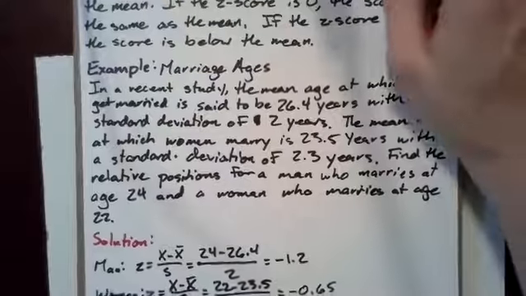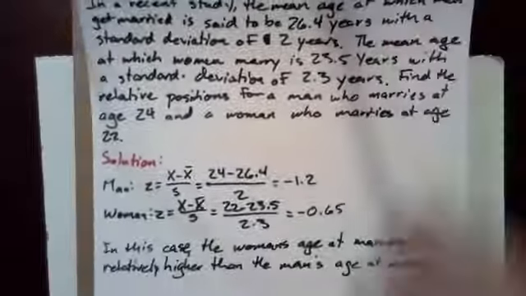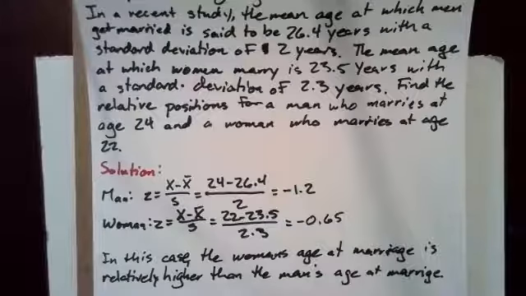Example, marriage ages. In a recent study, the mean age at which men get married is said to be 26.4 years, with a standard deviation of 2 years. The mean age at which women marry is 23.5 years, with a standard deviation of 2.3 years. Find the relative positions for a man who marries at age 24 and a woman who marries at age 22.